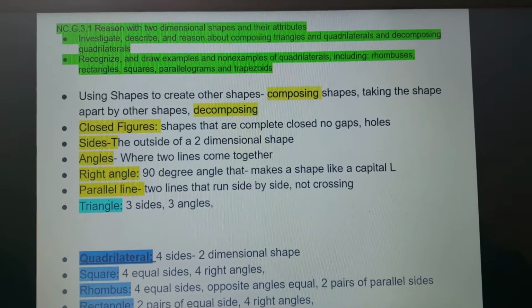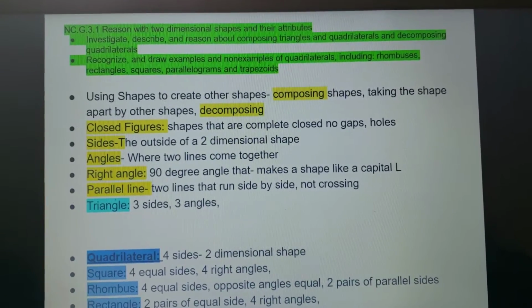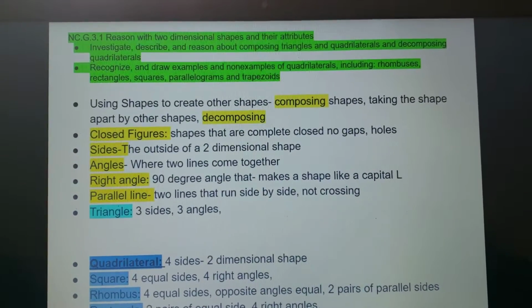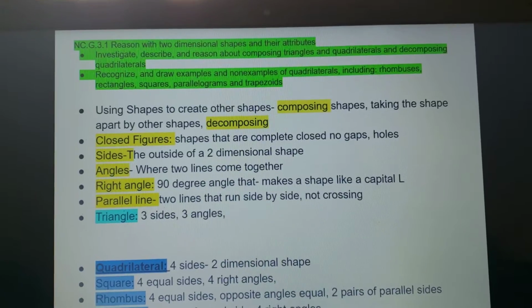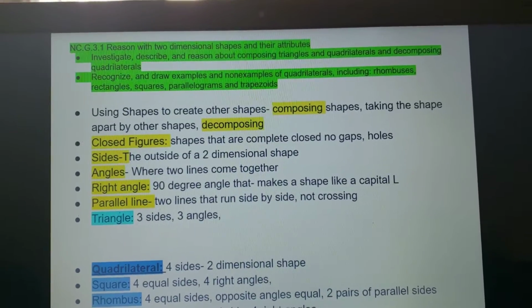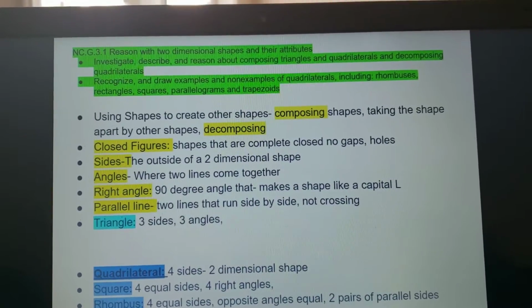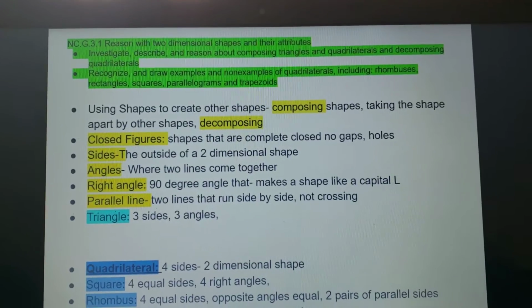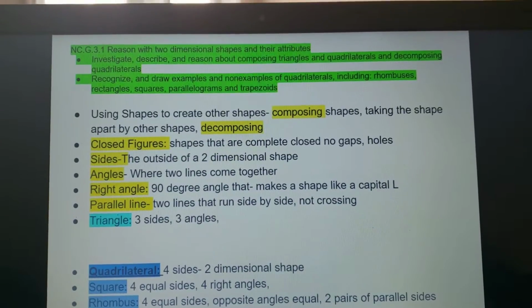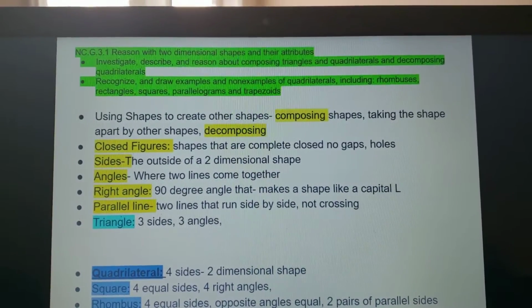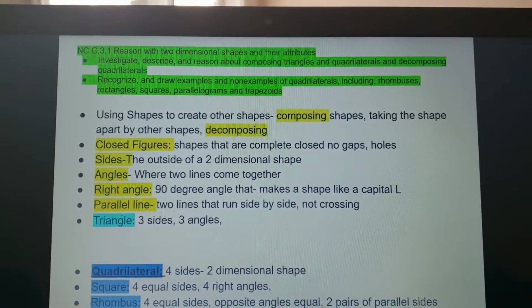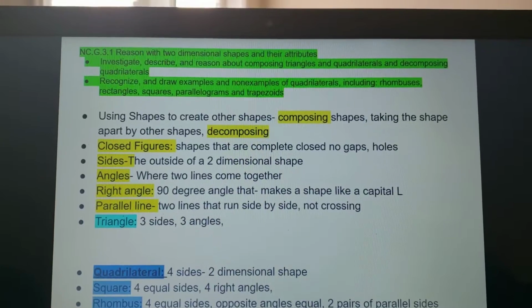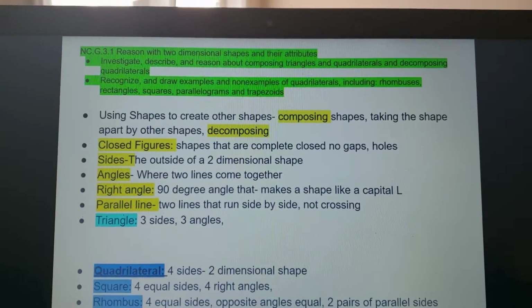All right, our next goal we're going to talk about is shapes, and we reason with two-dimensional shapes and talk about their attributes, composing and decomposing, using shapes to create other shapes, putting them together, and then taking them apart. A closed figure is shapes that are completed with no gaps. Anything that has a gap in it is not a shape.